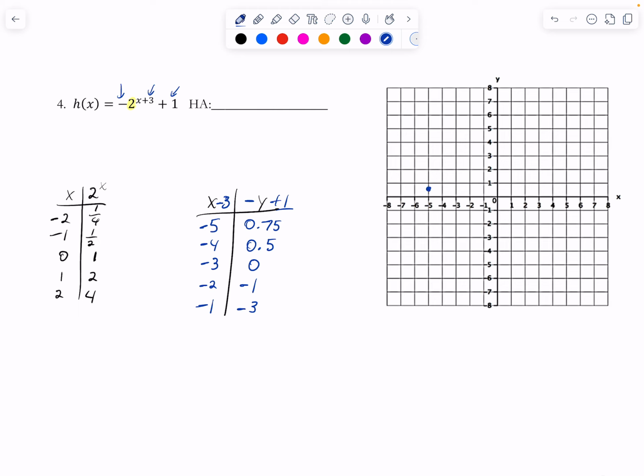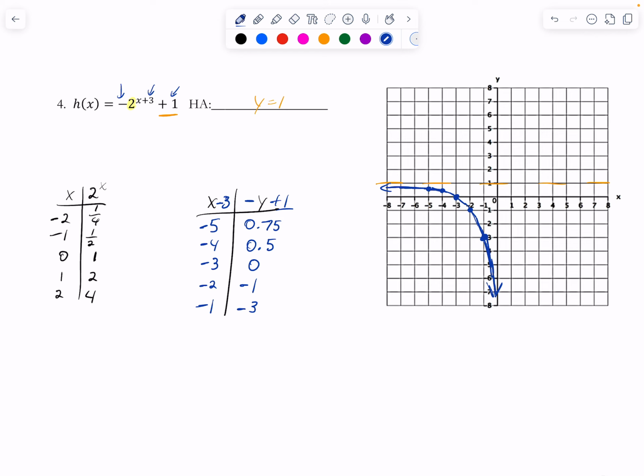(-5, 0.75), (-4, 0.5), (-3, 0), (-2, -1), and (-1, -3). Let's get the horizontal asymptote. Right here is +1, so y equals 1. All right, and I'm going to finish my curve like that, and then going towards -infinity.